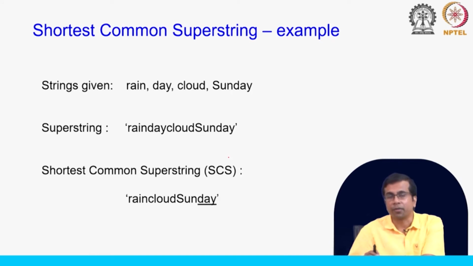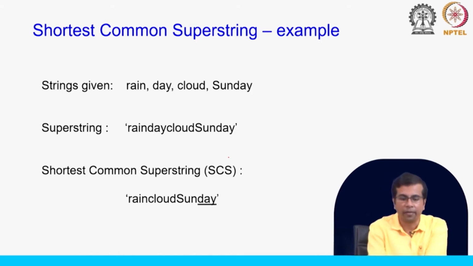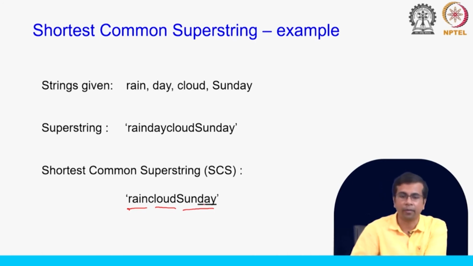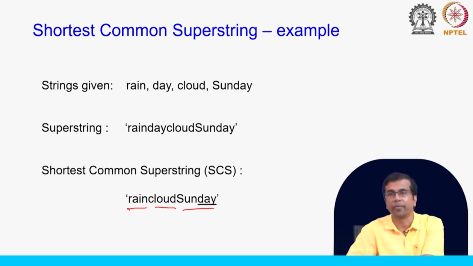The shortest common superstring you can see for this simple example: rain, cloud, Sunday. So, where is day? Because day is already contained in Sunday, we do not need to add day again. We can have only Sunday, and that will already include day. So, this is the shortest common superstring.